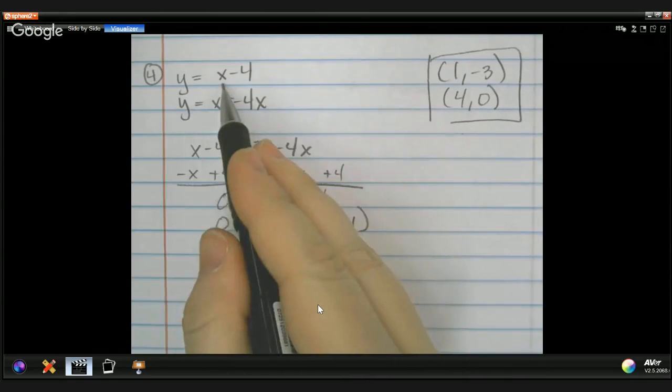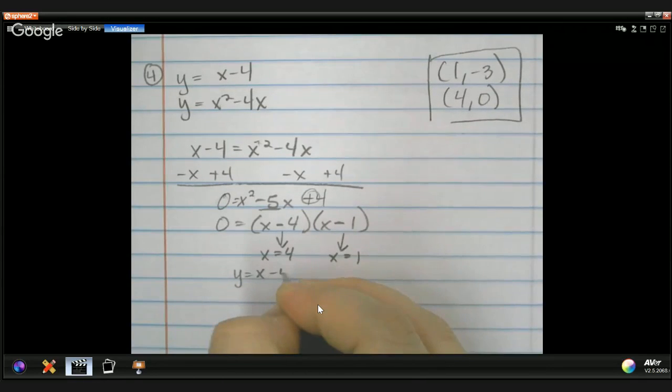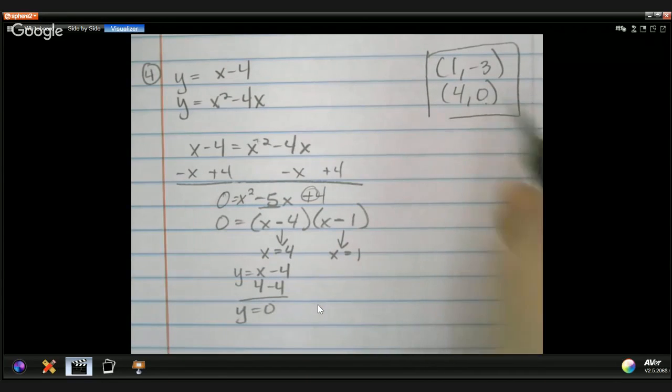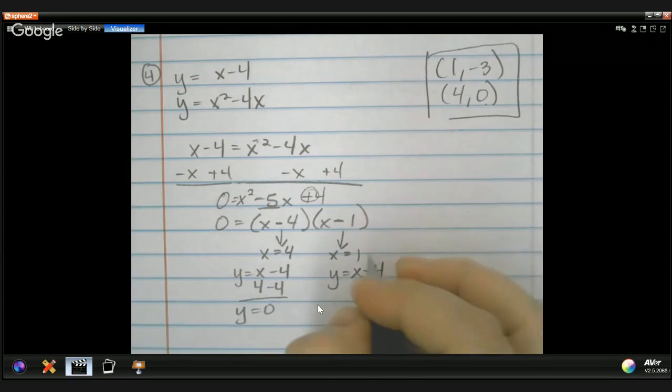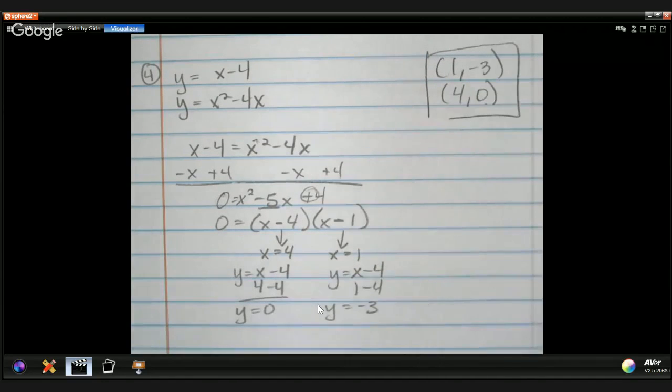And so now I'm going to plug it into the equation. So y equals x - 4. So it's 4 - 4. So for 4, I get 0, which is what I get there. And over here, I'm just going to plug it in again. And instead of x, I'm going to plug 1. 1 - 4 is negative 3. And so that's why 1 is paired with negative 3. So you could do these by hand using substitution, or you could do these by graphing if you have a graphing calculator.